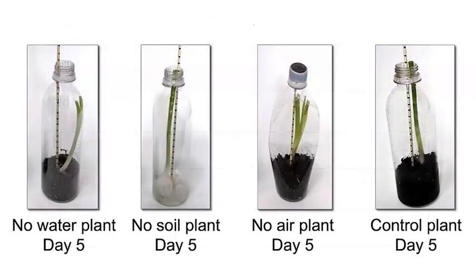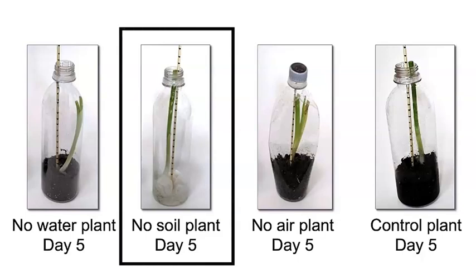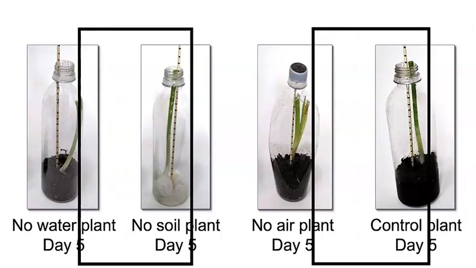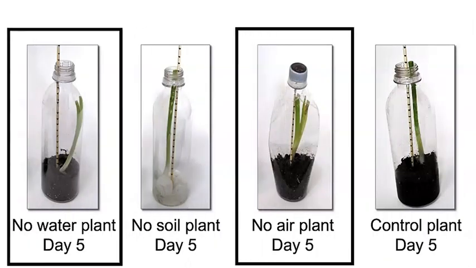Well, it looks like the plant with no soil grew just fine. It's almost as tall as the control. But the plant with no air and no water did not do so well, did they? It appears that plants need air and water, or they can't grow well, which makes me think that plant matter comes from water and air.